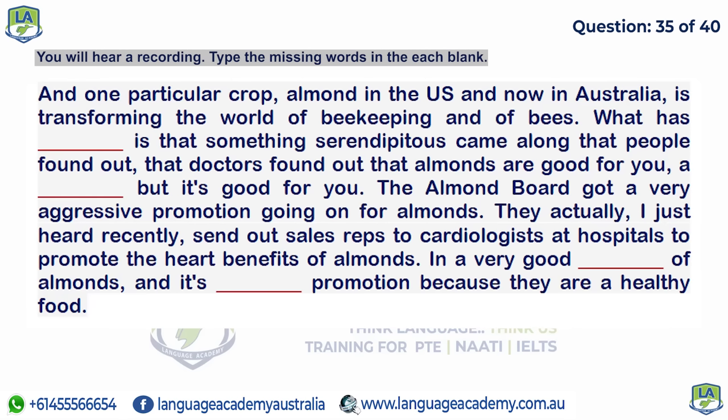And one particular crop, almond in the US and now in Australia, is transforming the world of beekeeping and bees. What has happened is that something serendipitous came along that people found out, that doctors found out that almonds are good for you, a confection but it's good for you.